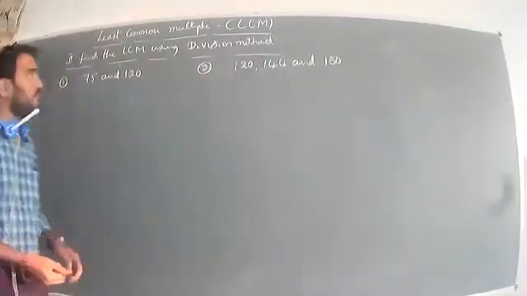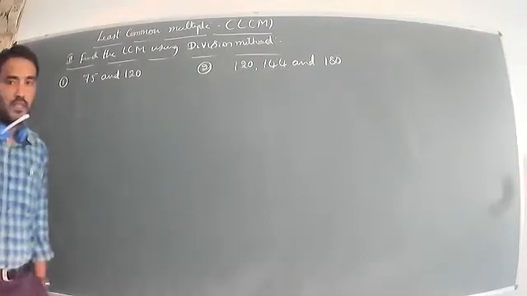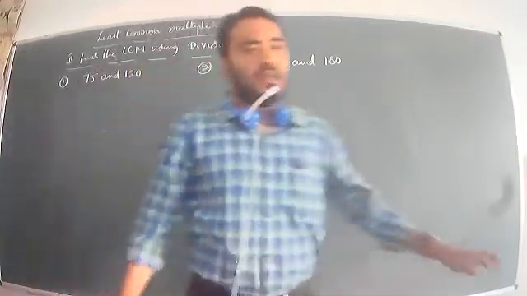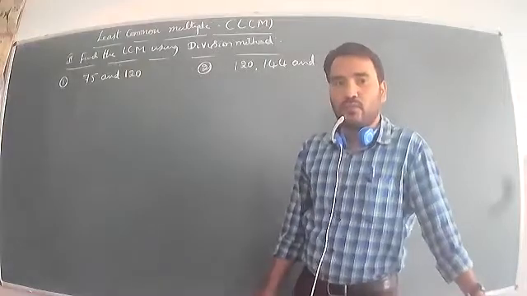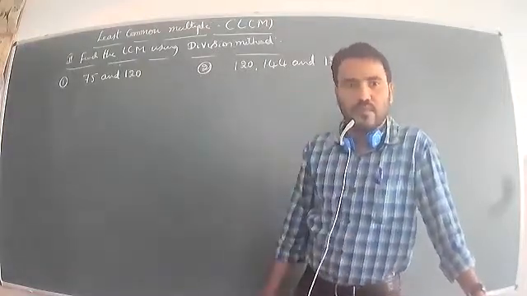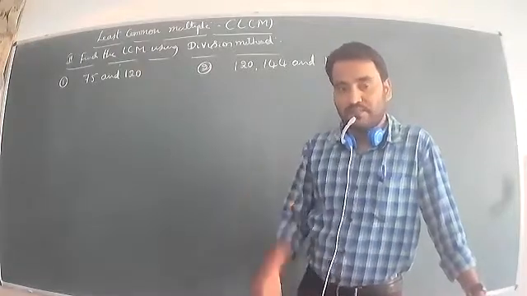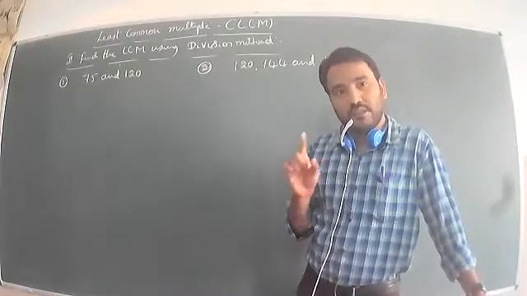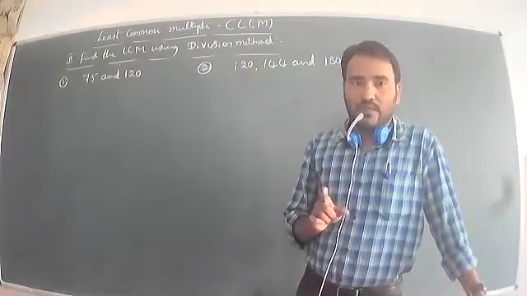Now look at the board. Find the LCM using division method. Here division method. So in the find the HCF, only prime numbers, so co-prime numbers will become. We have to stop the division. But here division method up to 1.